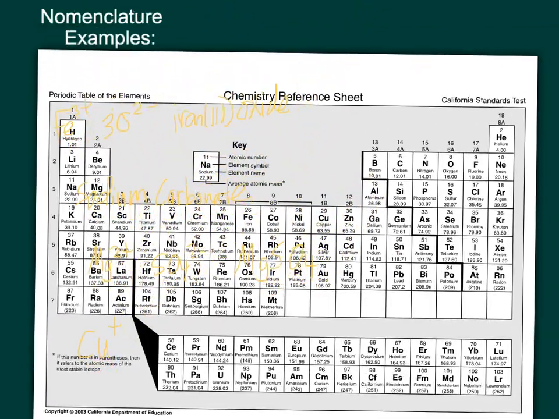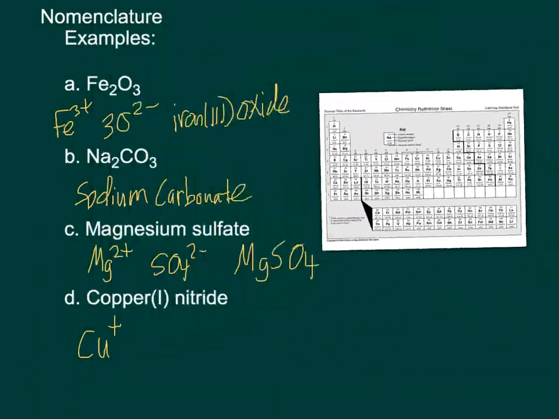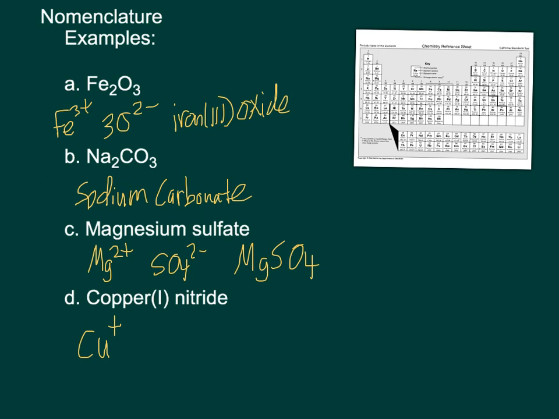Oops, I moved the wrong thing. So we're simply going to say N3-, and that will therefore need 3 of the copper pluses to equal the 3-, so it would be Cu3N. And that's how you name these ionic compounds.